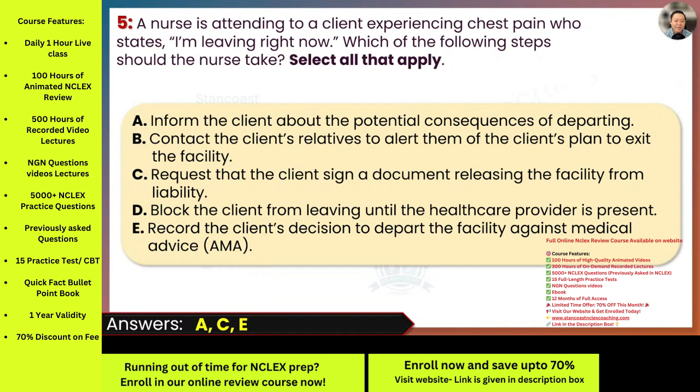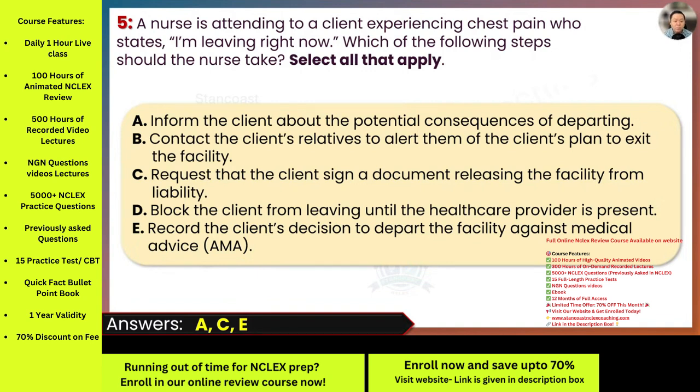Why letter A? Well, it's because the nurse has a duty to explain what could happen if the patient leaves. And in this case, chest pain could signal a serious issue. It could be a heart attack. And leaving without treatment could be life-threatening. And so when you inform the patient about the risk, this can help them make an educated decision. And also take note that patients have the right to refuse care, but your role as the RN, you have to ensure they understand the risks.